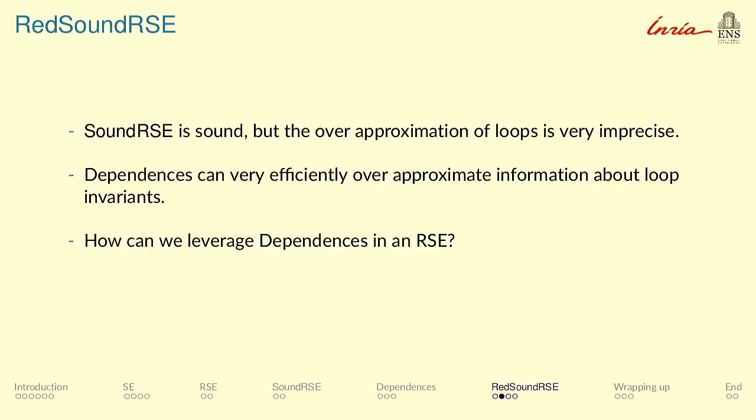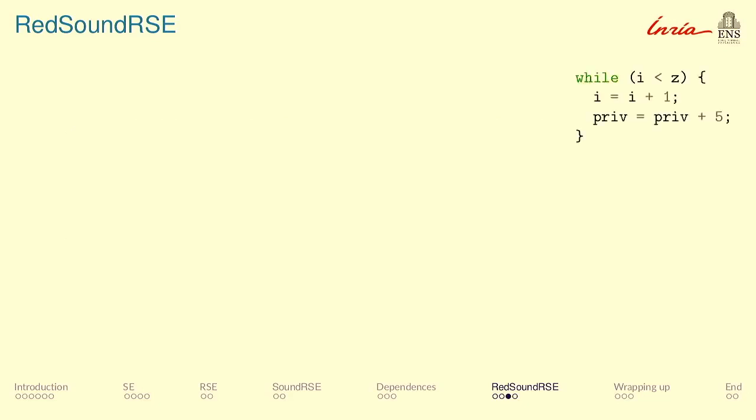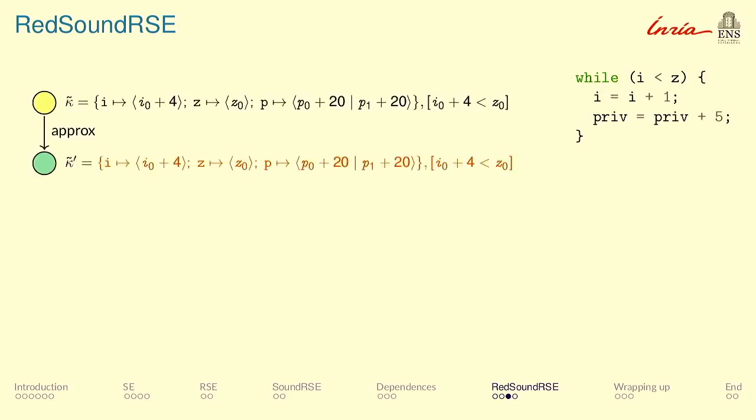And how can we use dependencies in relational symbolic execution? So we go back to the program that we had before, where we saw dependencies can safely see whatever is going to happen to the value of I, but relational symbolic execution is going to make a very bad over approximation of I. So now we're going to go again, step by step, through what the semantic rule of RedSoundRSE does. First it copies the value of our symbolic state.